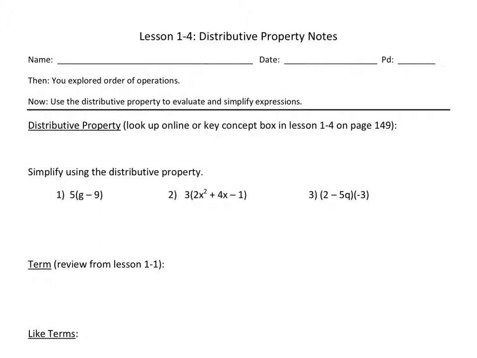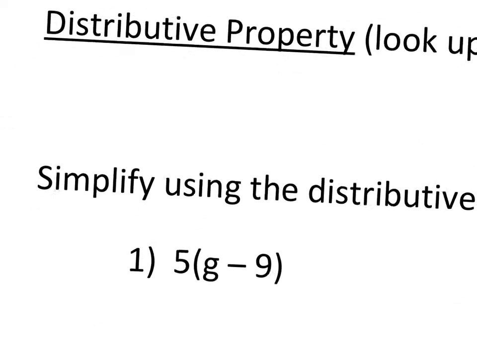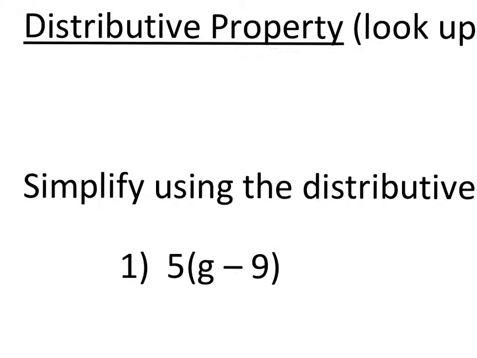Okay, so the first thing we're going to do here is define the distributive property. The distributive property is defined as A times the quantity of something like B plus C. It doesn't matter if I have addition or subtraction there. If I want to have A times the quantity of B minus C, that would be fine as well.